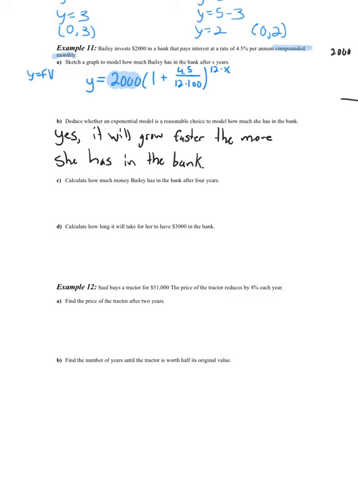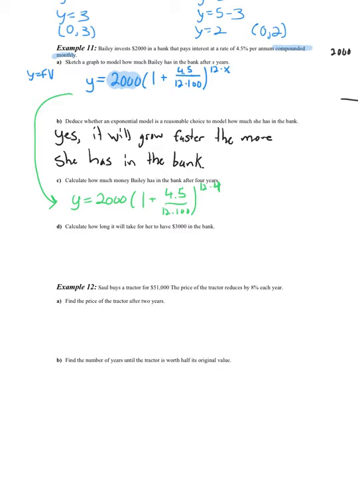And then calculate how much money Bailey has in the bank after 4 years. So then we would just take our equation from up above, and we're going to plug in 4 for the x. You can use the finance program on your calculator if you'd like as well.